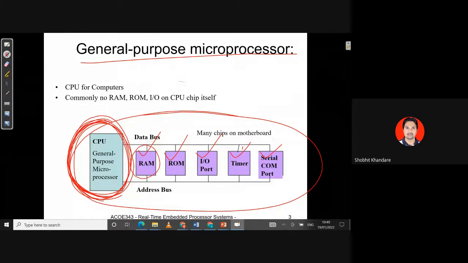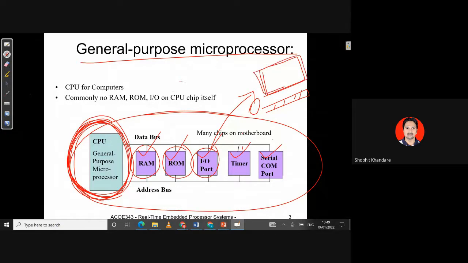You have understood the RAM, that is a data memory. You have understood the ROM, that is a program memory. What do you mean by IO port? IO port means nothing but you require monitor, you require display, you require keyboard, you require mouse. So can I say these are nothing but IO ports? Yes or no?